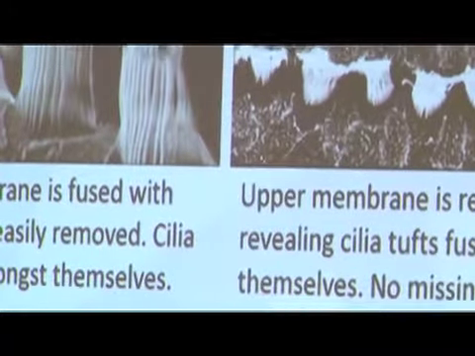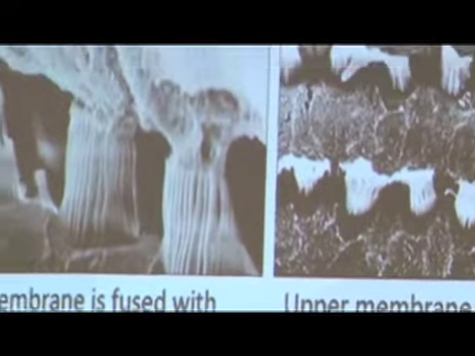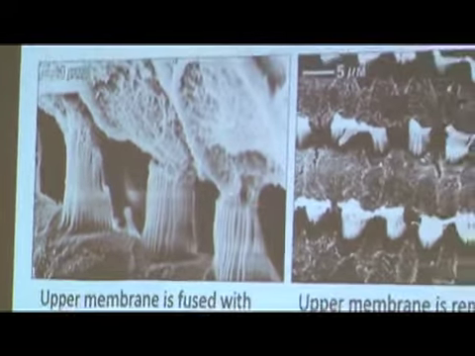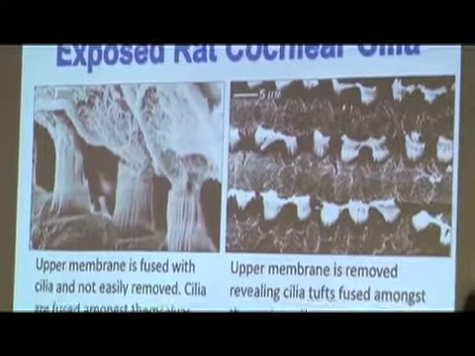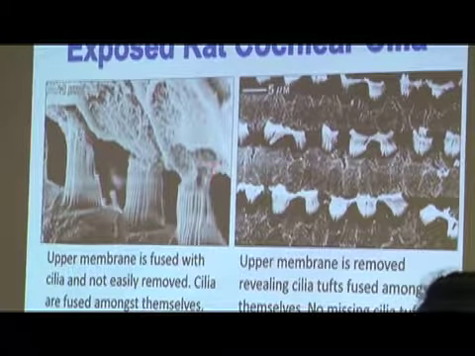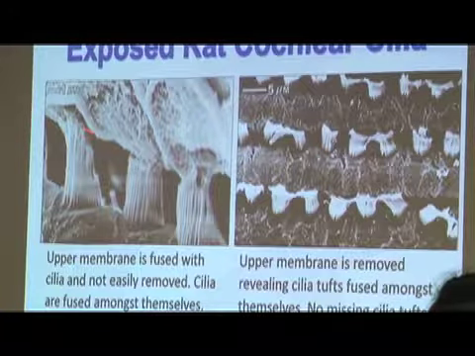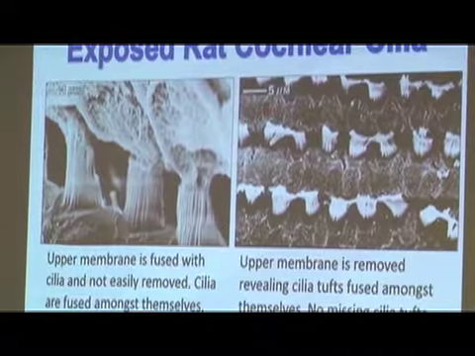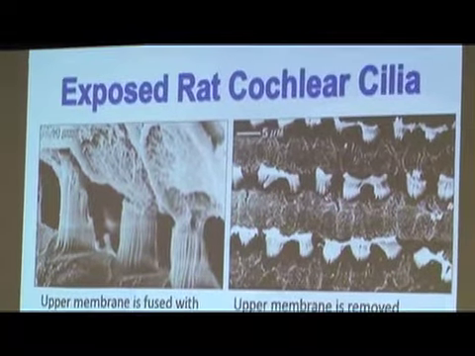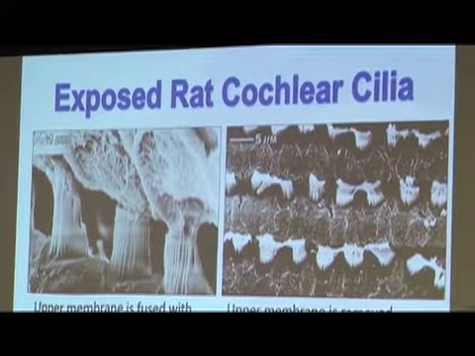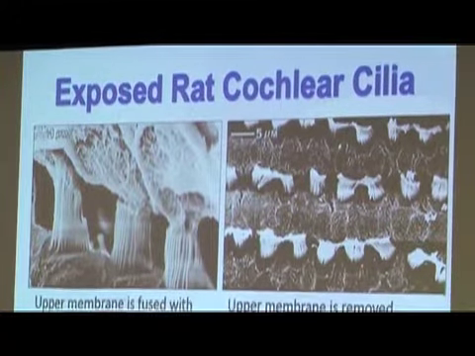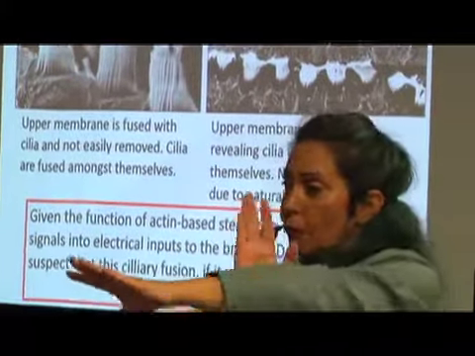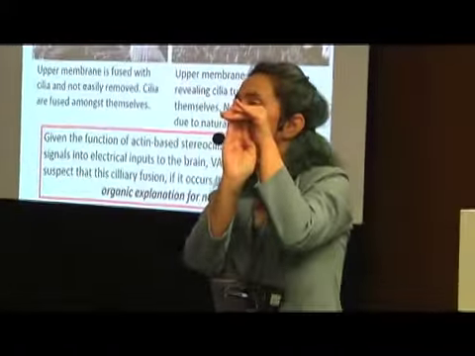This is the tectorial membrane, which is now fused to the cilia. And the cilia are fused amongst themselves. We had to almost cut off the tectorial membrane to get this picture. It was not easy. Like in the controls, you just lift. Here we had to pull it off to see that they are all fused together. So now, under this situation, they are all fused together and with the upper part.